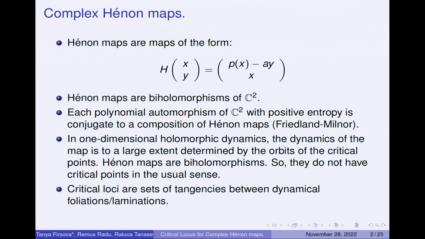And for one-dimensional maps, the dynamics of the map is to a large extent determined by the critical points. And since a Henon map is a biholomorphism, it doesn't have any critical points. So it's tempting to define some analog of the critical points, and critical loci are a natural analog of the critical points. They were defined by Bedford, Smillie, and Hubbard, and they are defined as tangencies between certain dynamical foliations and laminations. In one dimension, there is a relation between the critical point of the polynomial and the critical point of the Green function. So this is the relation we are going to use, or Bedford and Smillie used.